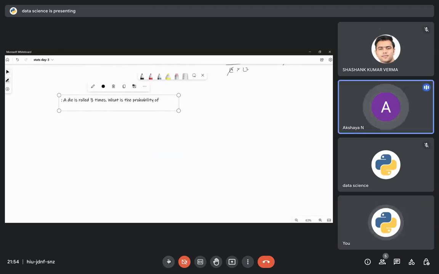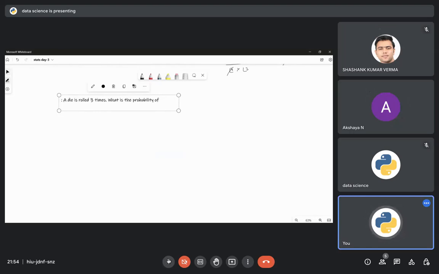Okay, a die is rolled 3 times. What is the probability? Number 1. I am asking one question. Okay, this is a chocolate problem. Who can solve? Number 1, no fives turning up.